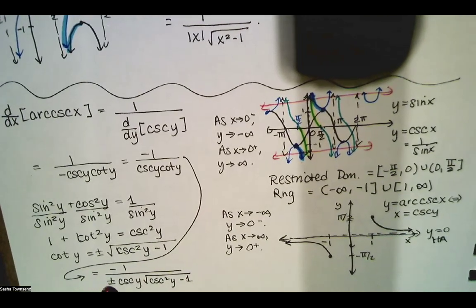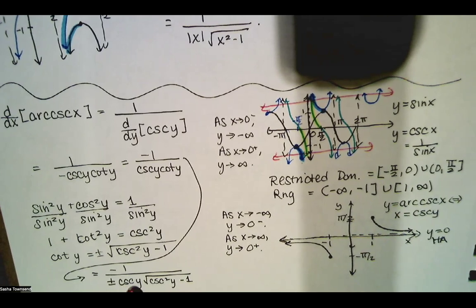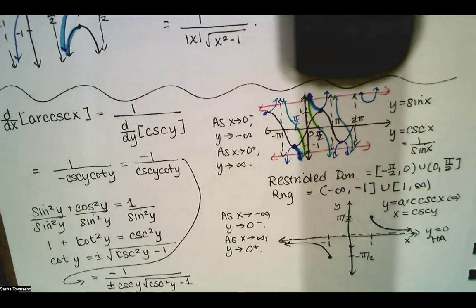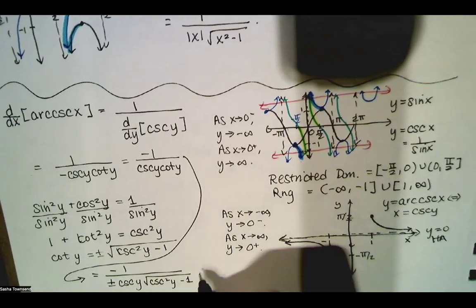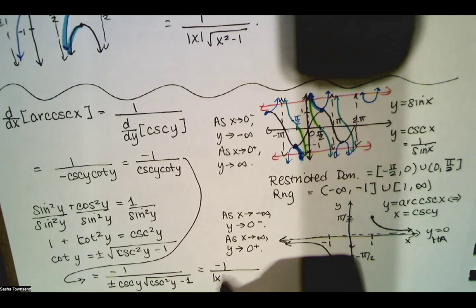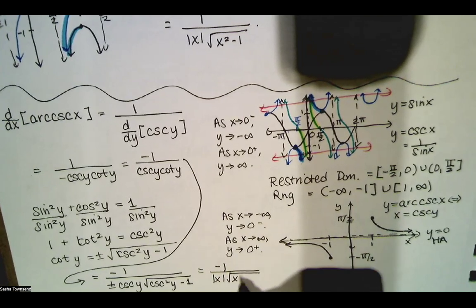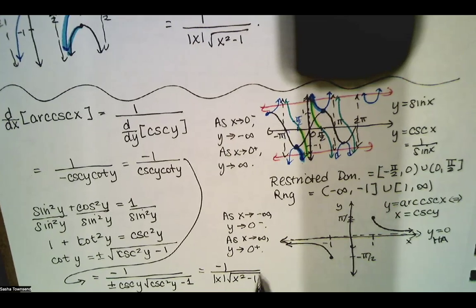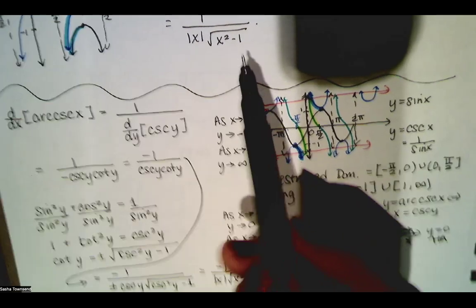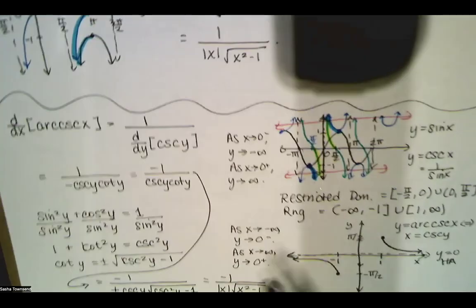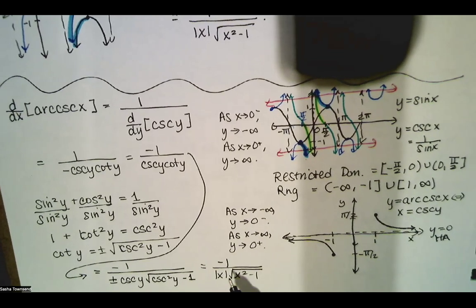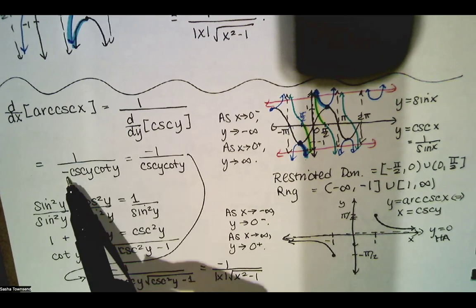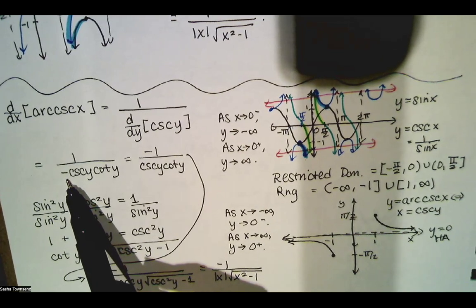So we're going to write that plus or minus cosecant of y as the absolute value of cosecant of y. And you say, well, what is cosecant of y? It's x. So this becomes -1 divided by the absolute value of x times the square root of x squared minus 1, because x is our cosecant of y. Notice that that is the same form as the derivative for our arcsecant, but with our arcsecant, we just had a positive 1 in the numerator, whereas with our arc cosecant, we get a -1 in the numerator. That negative comes from the derivative of our cofunction being negative, having that -1 factor out front.